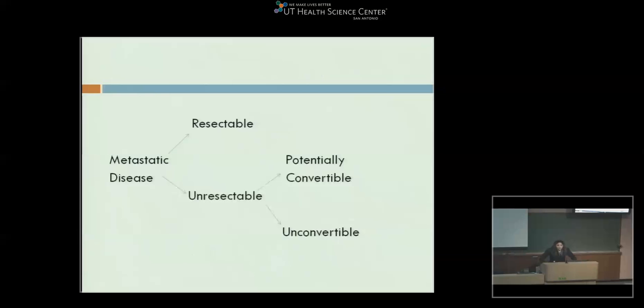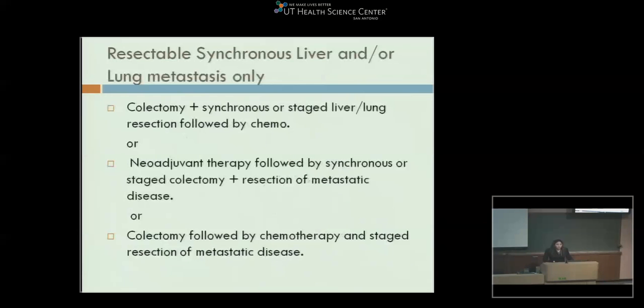Let's say it is resectable. So if you have resectable, synchronous liver and/or lung metastases only, these are your different options for management of the patients. You can do a colectomy plus synchronous or staged liver or lung resection of the metastatic lesion, followed by chemotherapy, or you can give neoadjuvant chemotherapy followed by synchronous or staged colectomy, as well as resection of the metastatic disease, or you could do the colectomy followed by the chemotherapy and staged resection of the metastatic disease.